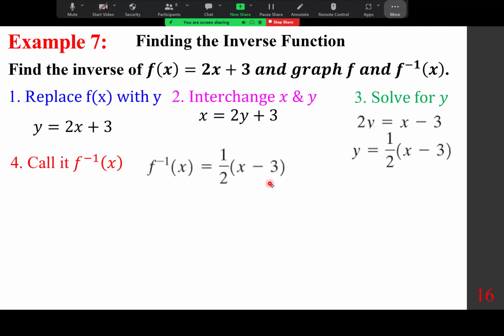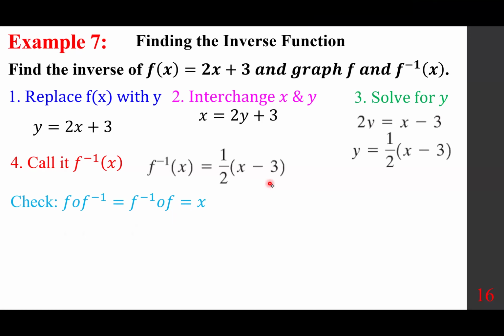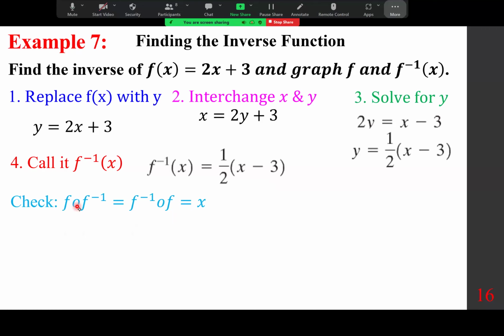Let's check. To check, we have to find a composite function, either f of f inverse or f inverse of f. You don't have to do both. One is enough. But for the sake of argument, we're going to do both for this example. So if we want to go with f of f inverse, we are going to replace this x with f inverse, or half of x minus 3.